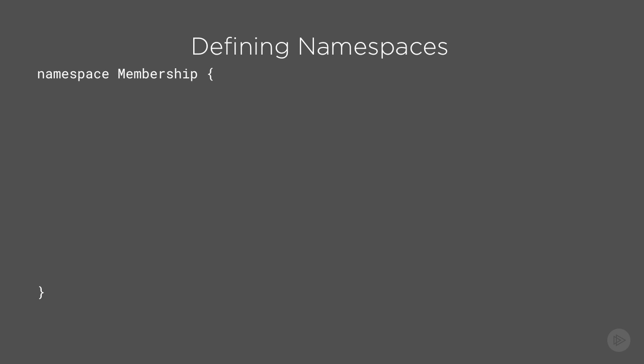Namespaces are created using the namespace keyword followed by the name you want to give the namespace. The contents of the namespace are enclosed in curly braces. You can expose functions, classes, interfaces, or even simple values from a namespace.